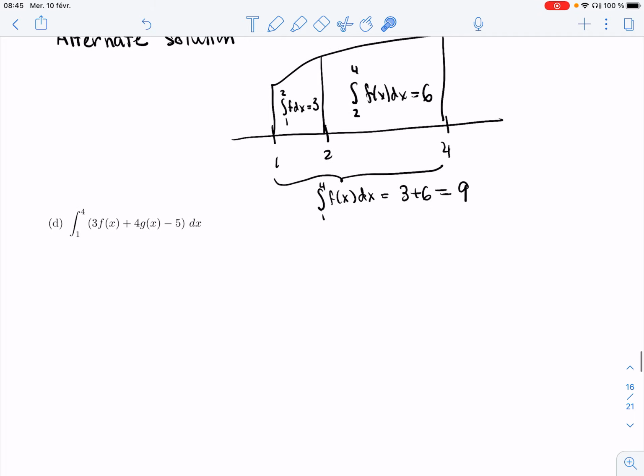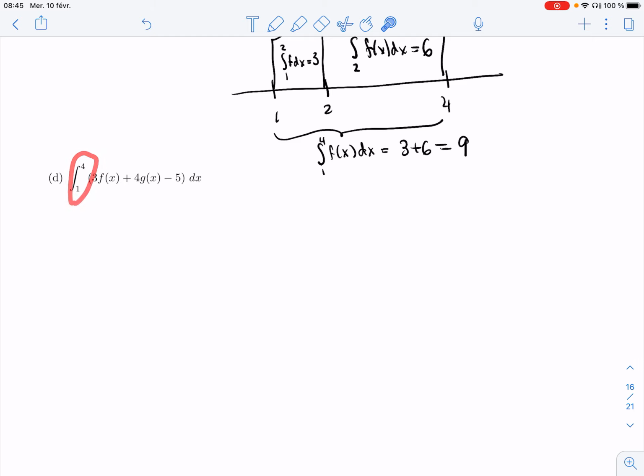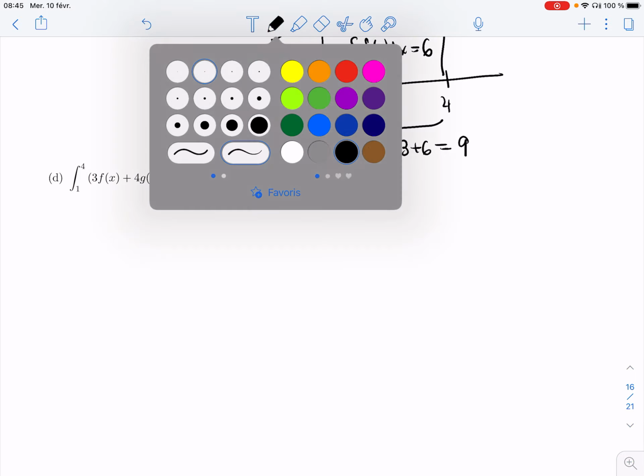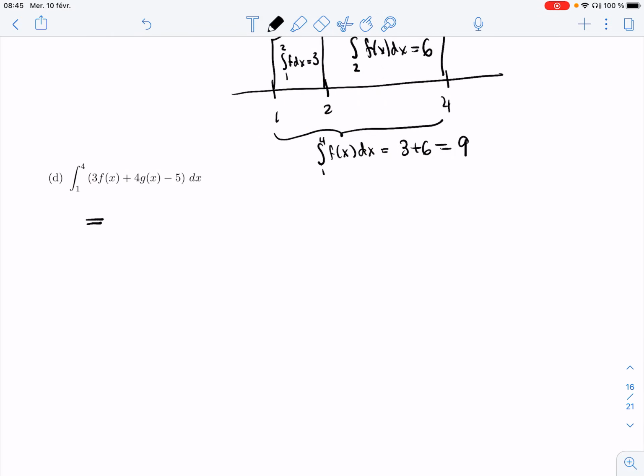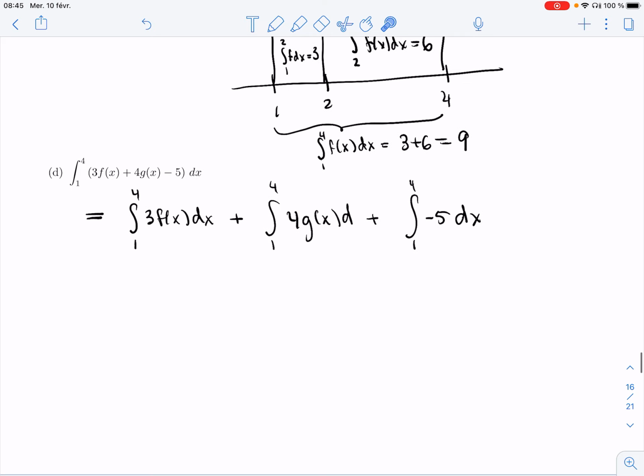All right, let's try this last one. I have the integral from 1 to 4 of 3f of x plus 4g of x minus 5. I'm going to start by splitting this. So I'm going to get the integral from 1 to 4 of 3f of x dx plus the integral from 1 to 4 of 4g of x dx plus the integral from 1 to 4 of minus 5 dx. You could put the minus outside, either way is fine. So that was property 4.